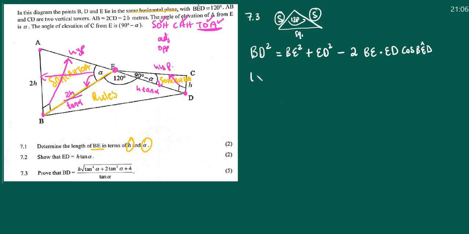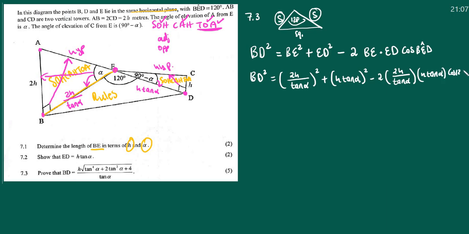So let's start working with the other ones first. BE, we already have it as what? 2h over tan alpha. And then ED, we have it as what? As h tan alpha, squared. And then 2, then you say 2h tan alpha, and then multiplied by h tan alpha, cos of 120 degrees, right?